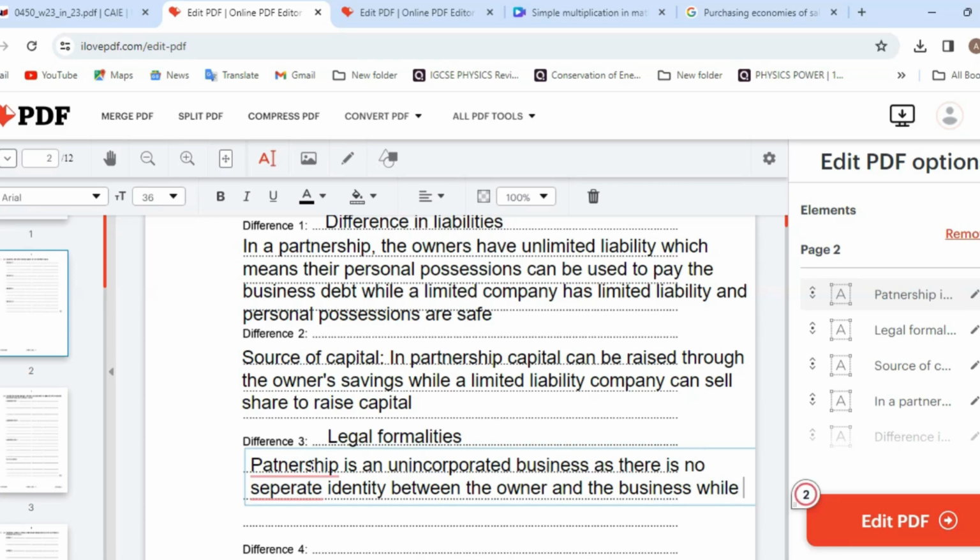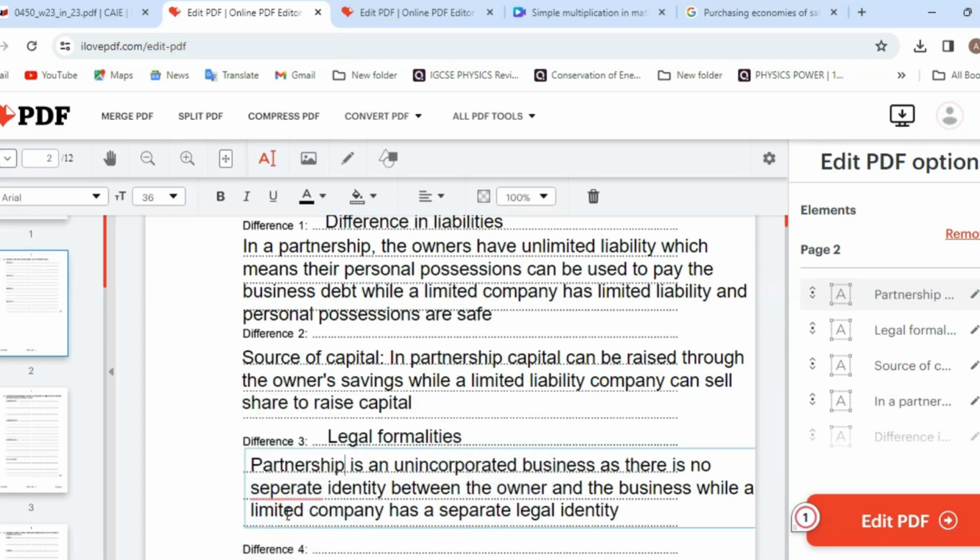Why a limited company? Of course, it is incorporated, not unincorporated, as a separate legal identity. They have legal identity. Yes, as a separate legal identity. Now, another difference is what?